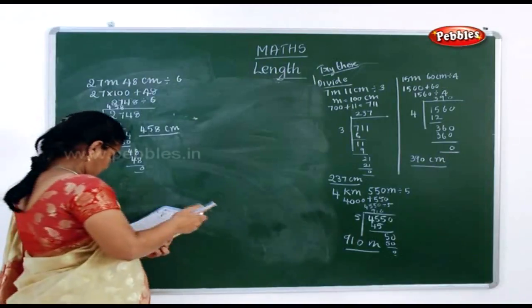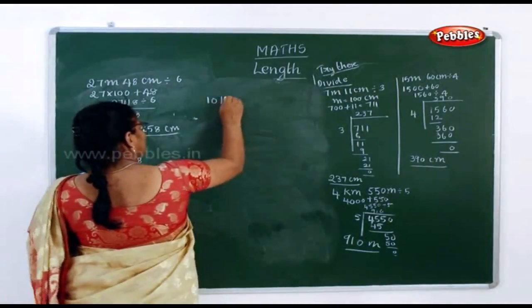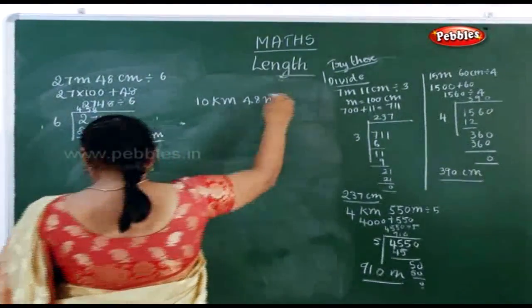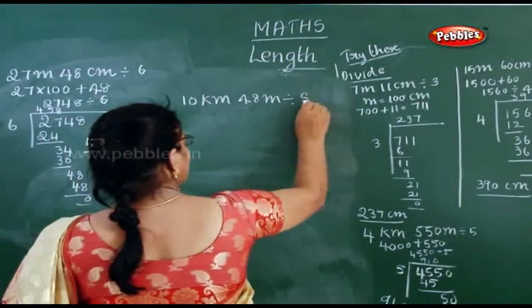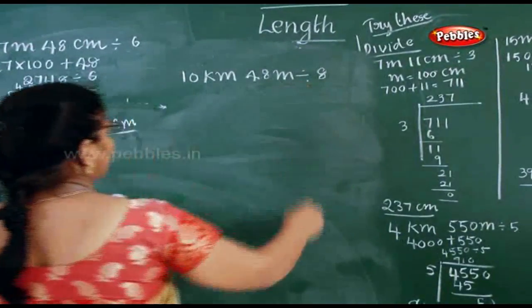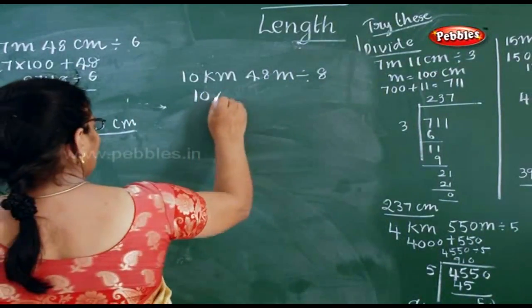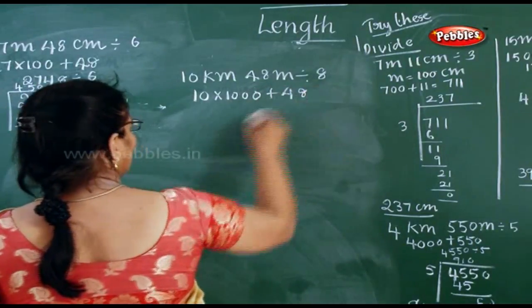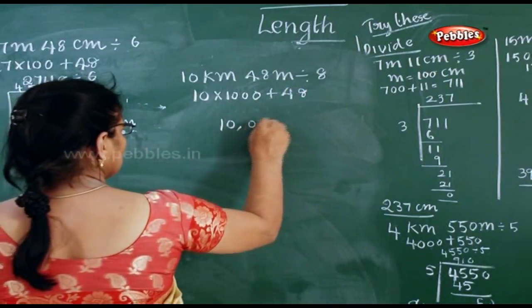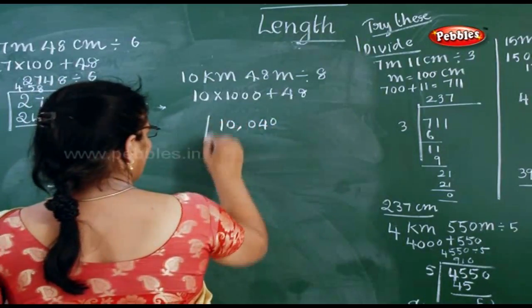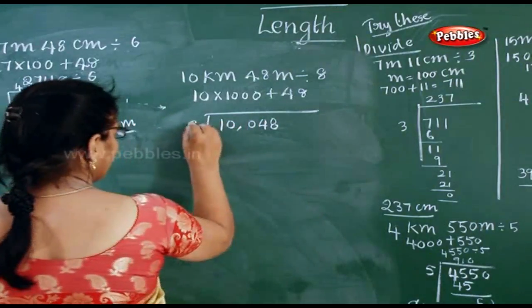What is the next sum? It is 10 kilometer and 48 meter divided by 8. Now what will you write? Do it here. How will you convert kilometer into meter? Again 10 into 1000 plus 48. Now you will have 10,000 plus 48 is what? 10,048. You have to divide with 8.